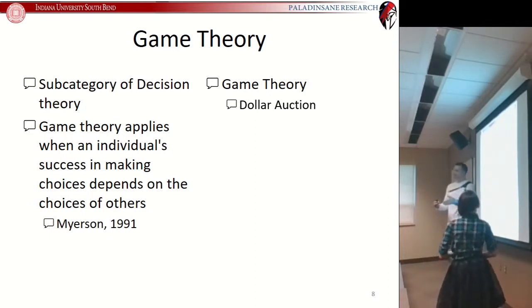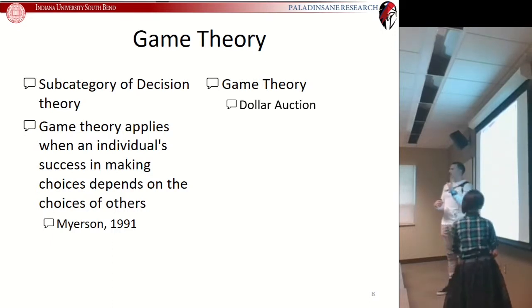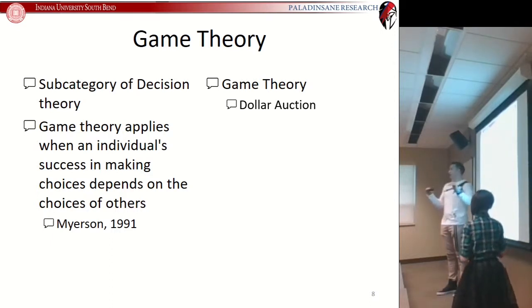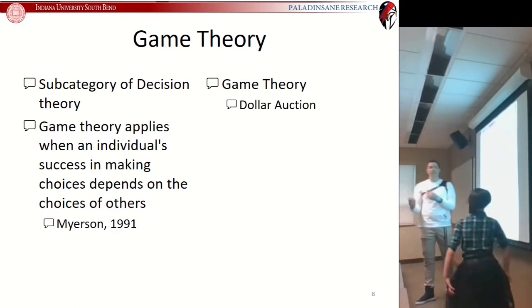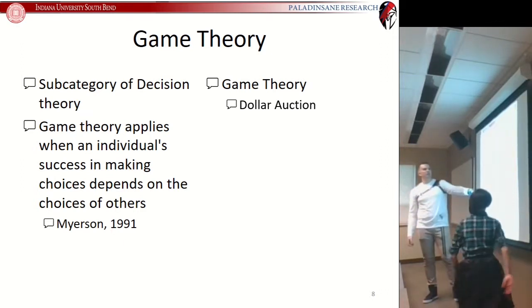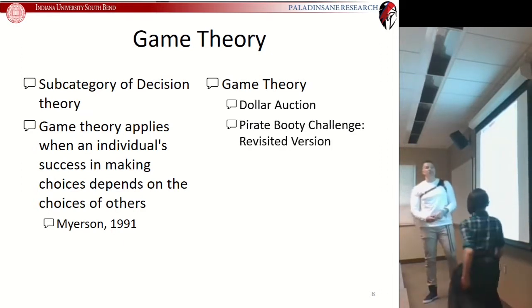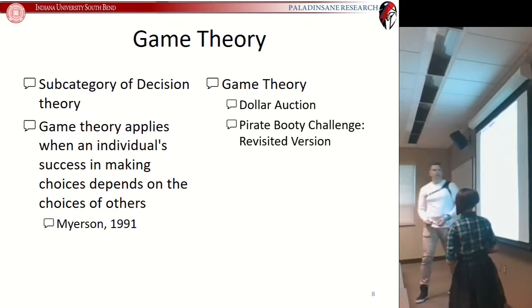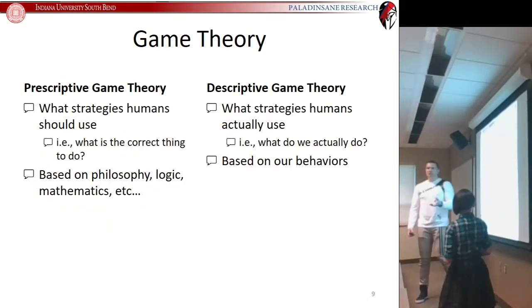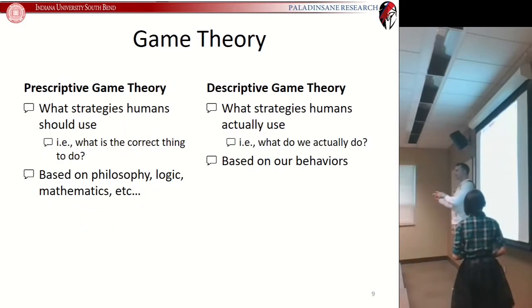So if you entered that dollar auction at $5 and everybody else chose not to bid, then you would have massive success. If you entered that auction and you paid $100 and somebody went over top of you and did $105, then you're going to have less success. So the dollar auction is an example of game theory. And the Pirate Booty Challenge revisited version that we're going to do today is also a nice example of game theory. Much like we had before, we had descriptive, what people do, and prescriptive, what they should do.